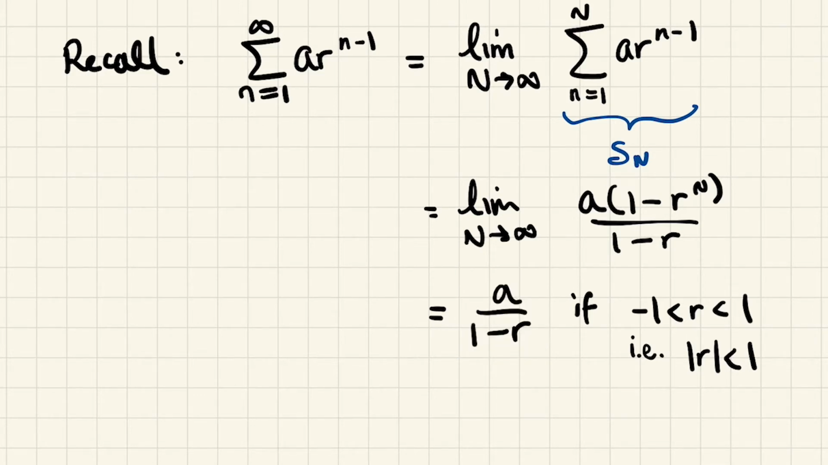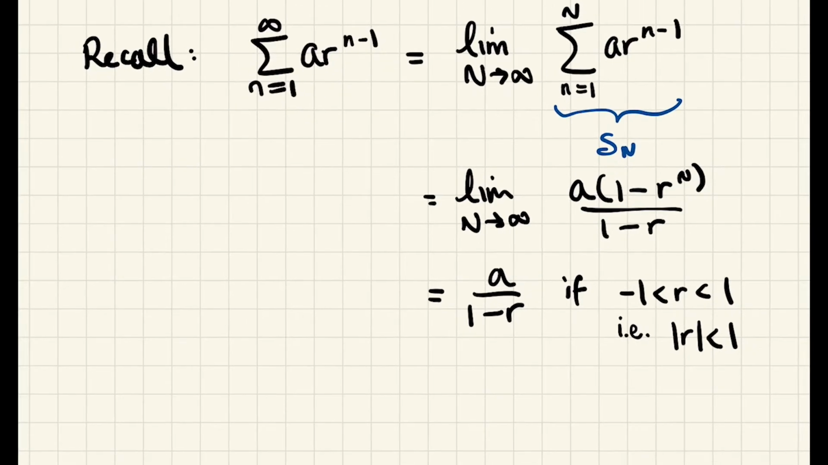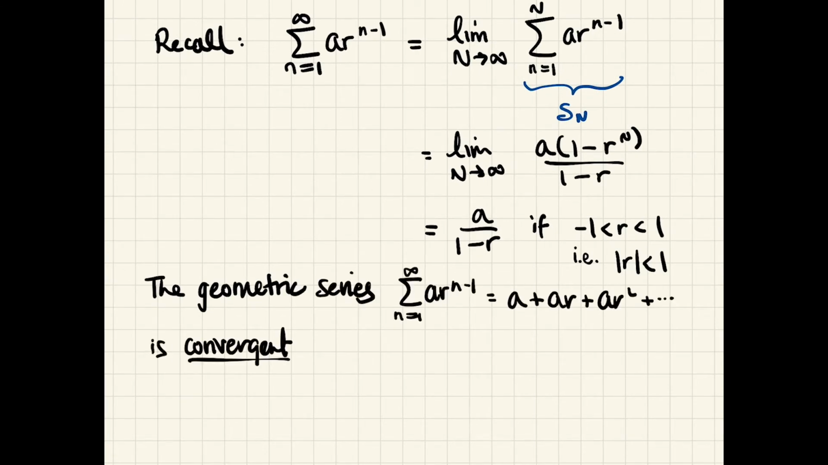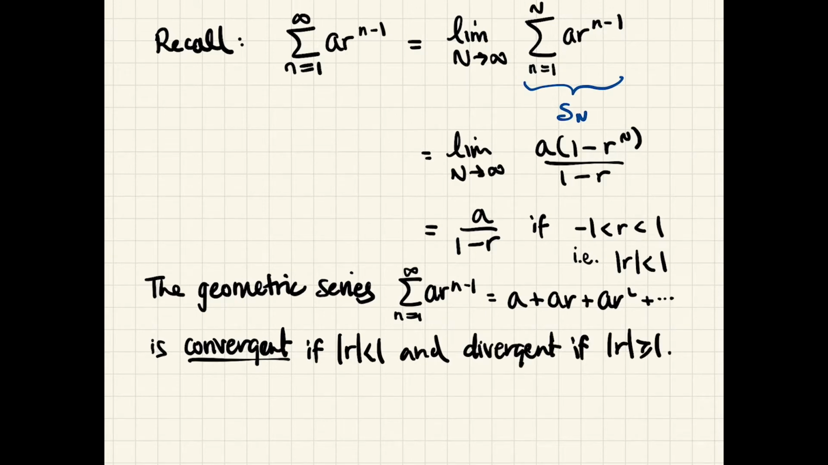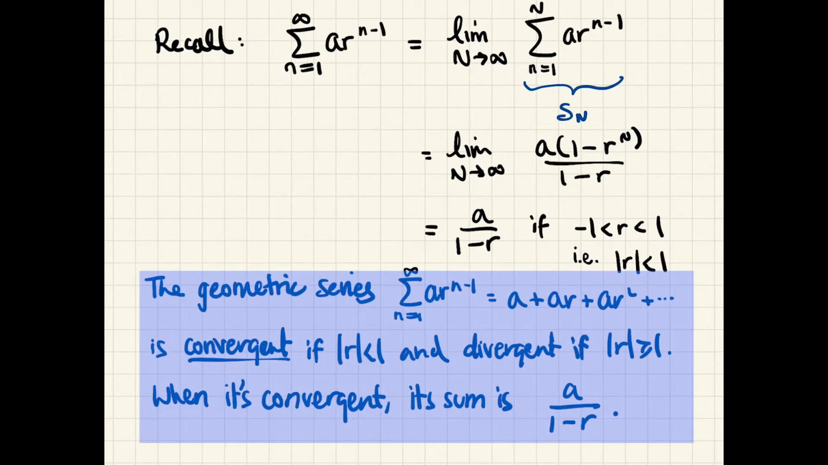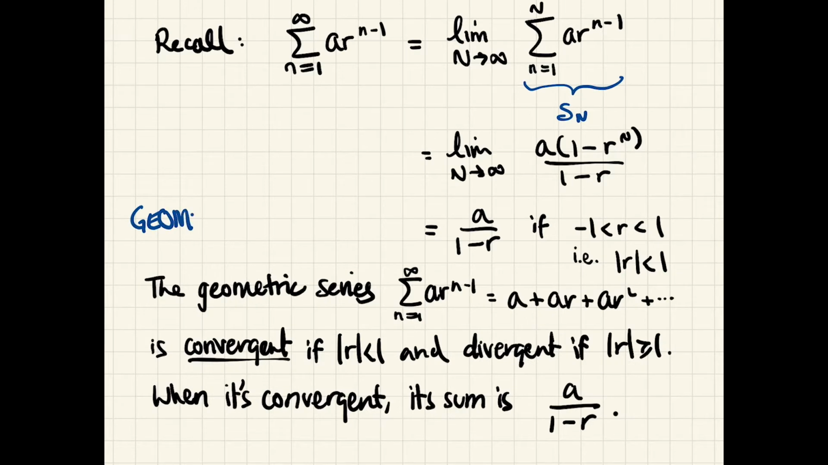On the other hand, if the absolute value of little r is greater than or equal to 1, then we would say that this series is divergent. So let's summarize this. Okay, so this is often referred to as the geometric series test. And let's see it in action on a few examples now.